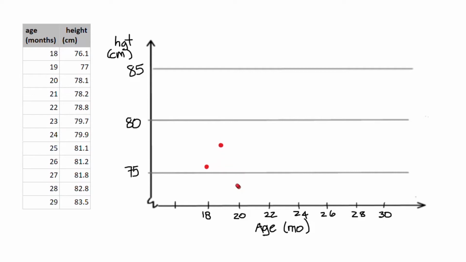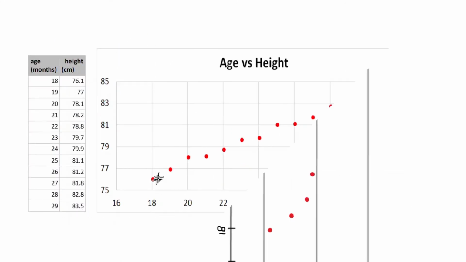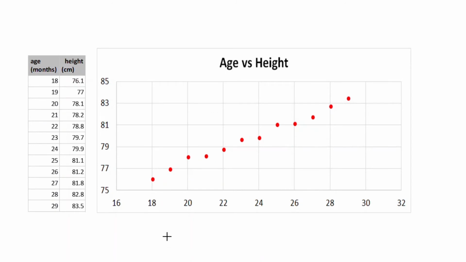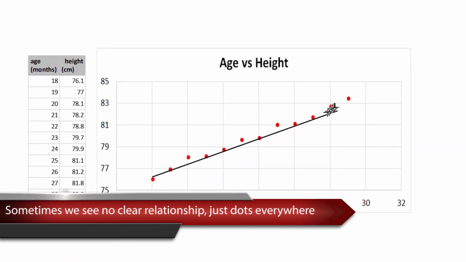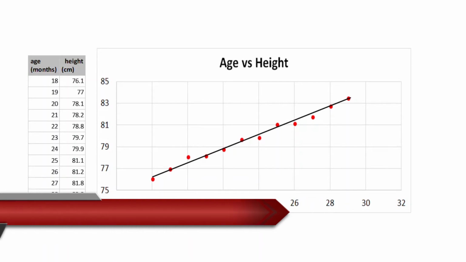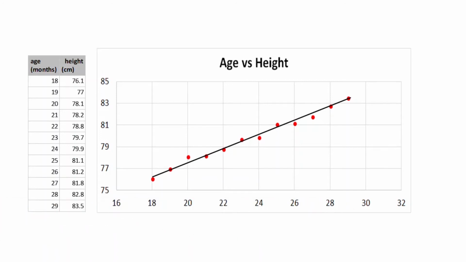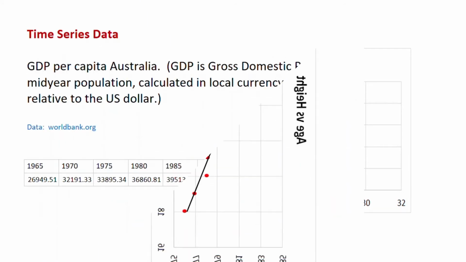At 20 months, I have 78.1, so that's about here. At 22 months, it's 78.2. I continue to do that to get a plot of my data. In this particular plot, I can see it's roughly linear. It's not perfectly linear, but if I draw a line approximately through it, it's approximately linear. So I can see the relationship there between the age in months and the height with the scatter plot.